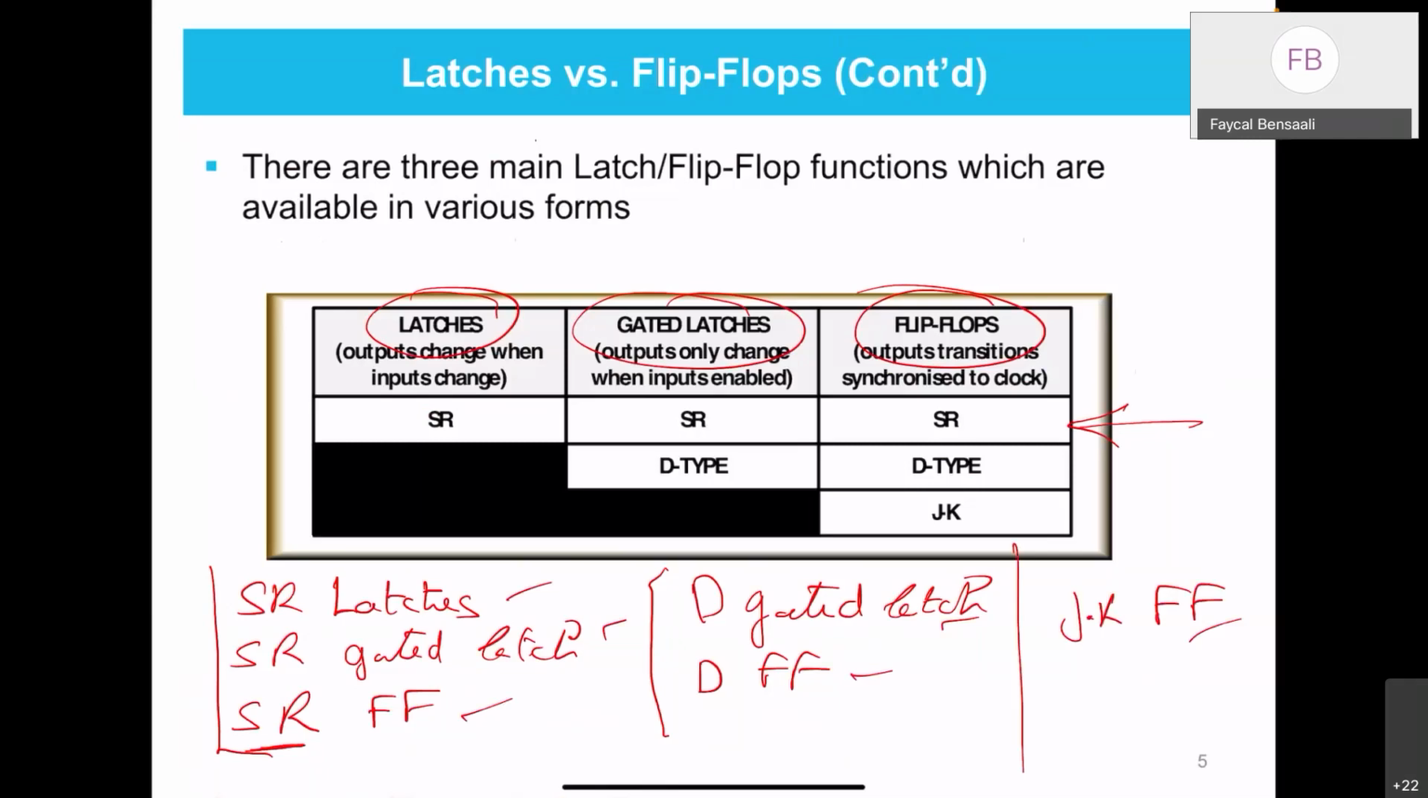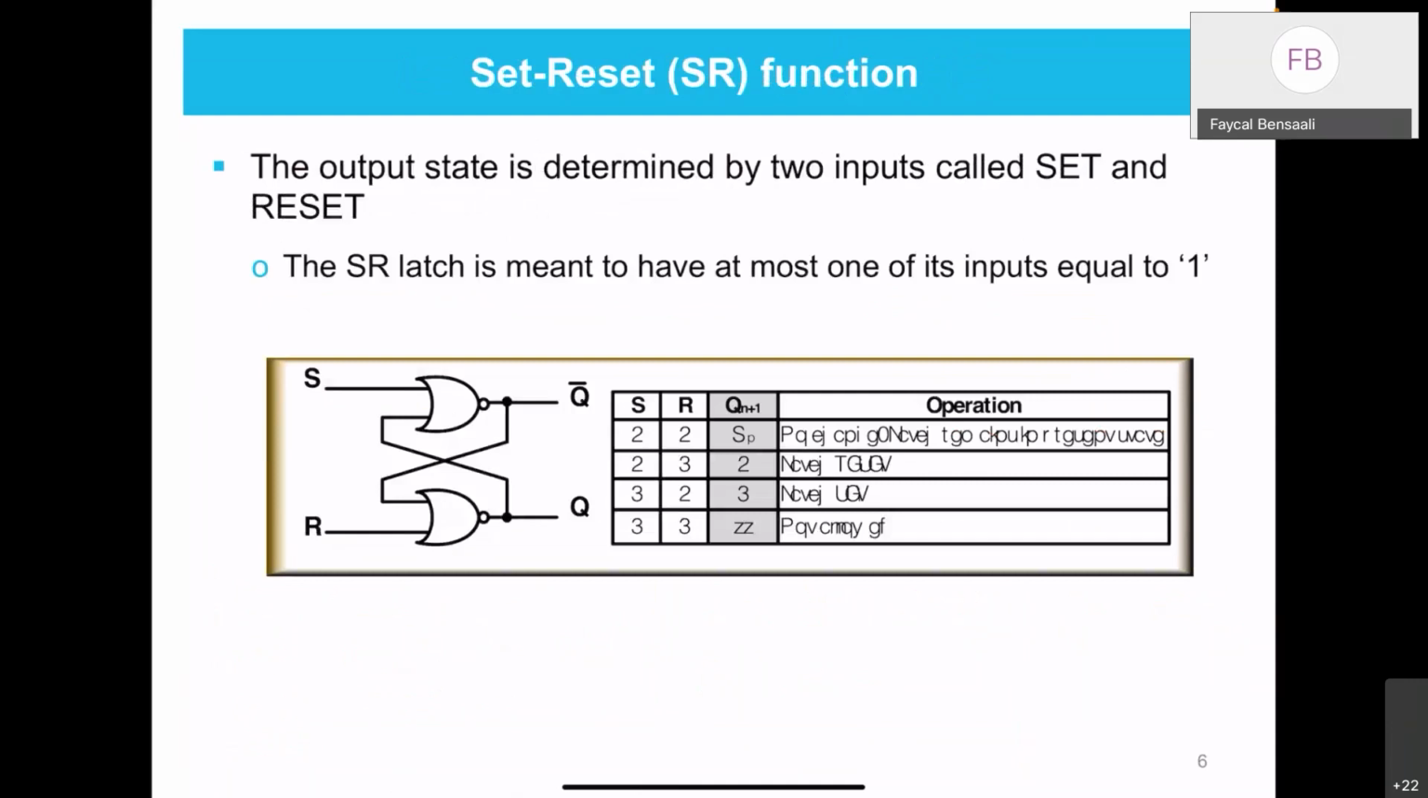Is this clear so far? Now I'm going to talk about the functions themselves. What do we mean by each function? What do we mean by SR, D, and JK? So I will start with the SR function.